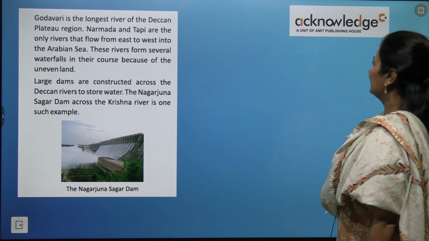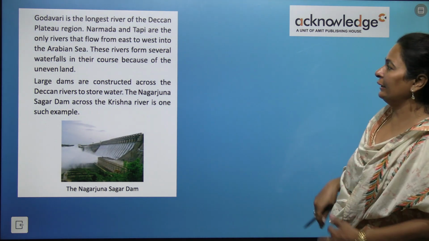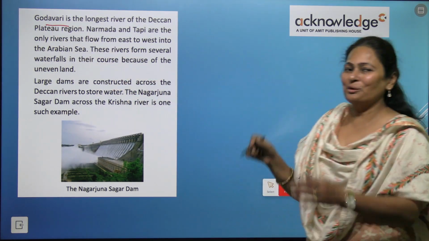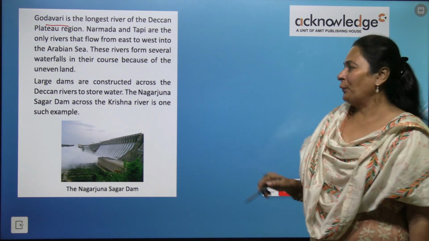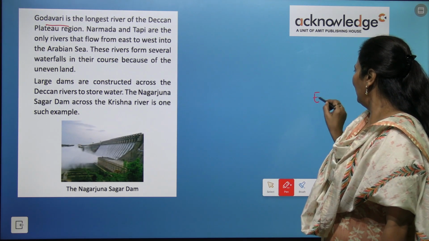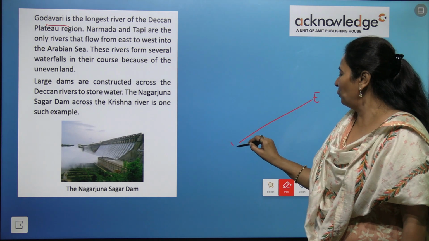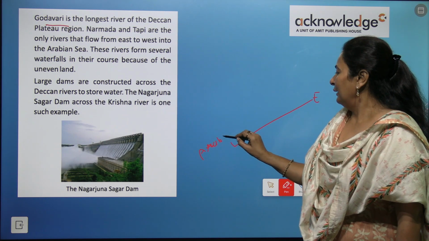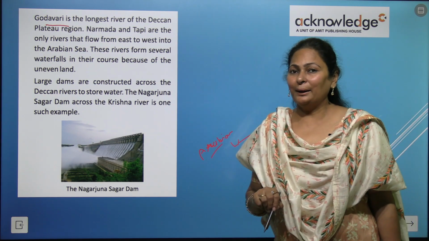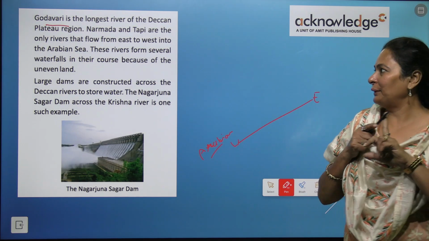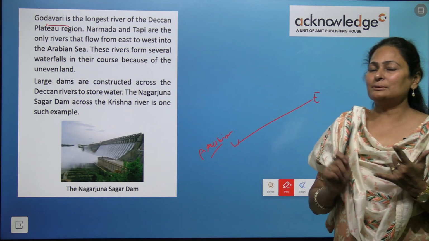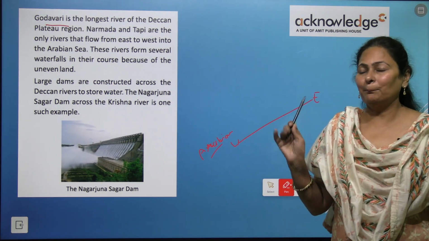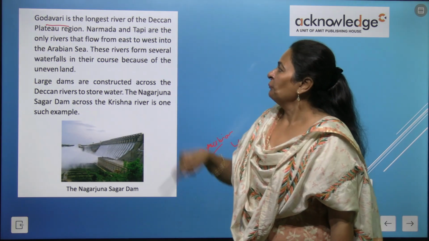Godavari is the longest river of the Deccan Plateau region. Narmada and Tapi are the only rivers that flow from east to west. It flows from east to west, and we have the Arabian Sea here, right? It merges with the Arabian Sea, the Narmada and Tapi, right? And the rest of the four rivers, Mahanadi, Godavari and the others, merge with the Bay of Bengal, right?